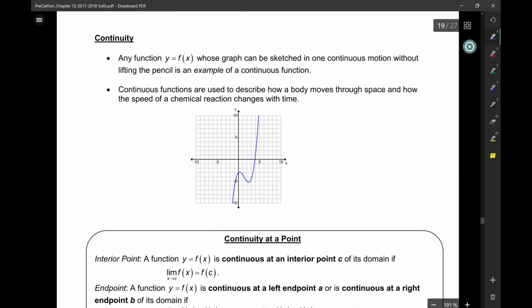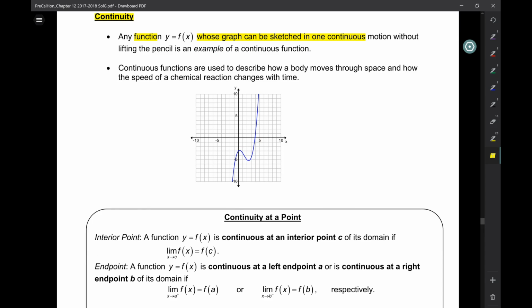Let's do continuity. I know we've touched on this before as well, but now we're going to do it more formally, calculus style. Any function whose graph can be sketched in one continuous motion is said to be continuous. It's an example of a continuous function. Continuous functions are used to describe a whole bunch of things in the universe. One way to think of it is that you can trace it without taking your finger off the page. Think of it as a roller coaster. There are no bumps on the way, just some elevation increases and decreases.